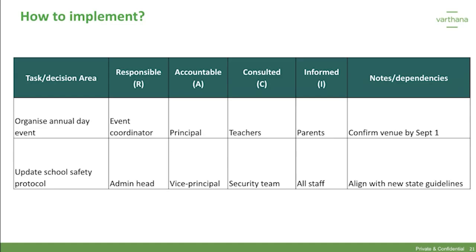Let's move on to the next example, updating the school safety protocol. Here, the admin head is responsible, the vice principal is accountable, the security team is consulted, and all staff are informed, so they are clear on the updated protocol. The key note is aligned with new state guidelines. You can use this format for any initiative you implement in your school, big event or small, to bring more clarity and shared ownership across your school team.